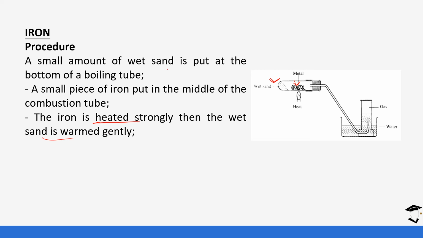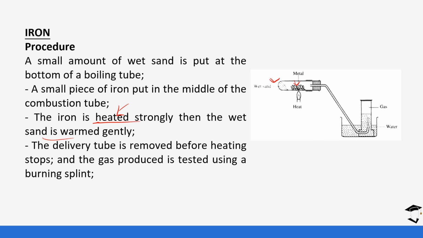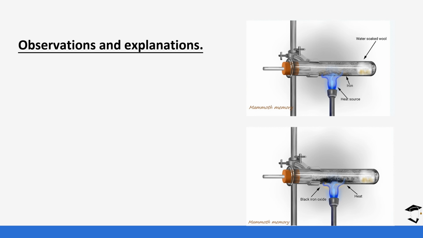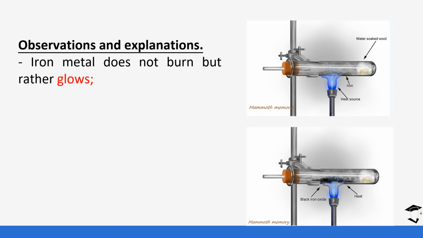The iron was heated strongly and then the sand was warmed. You can see there's a difference in the heating because these are metals that are not that reactive in comparison to the other metals. And then the delivery tube is removed before heating stops. And then the gas that was produced was tested with a burning splint. So let's look at the observation. The first thing that you notice is that the metal will not burn, but it will glow.